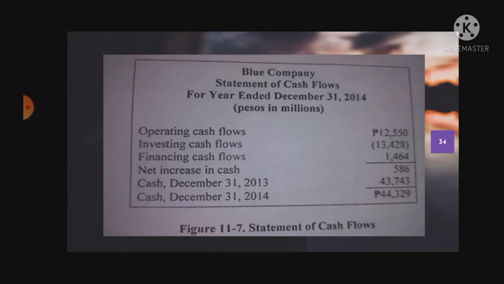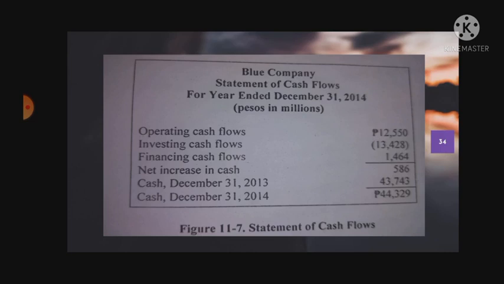Cash receipts from issuance of ordinary and preference shares, cash payments to acquire treasury shares, cash receipts from issuing debentures, loans, notes, bonds, mortgages, and other short or long-term borrowings, cash payments for amounts borrowed, and cash payments by a lessee for the reduction of the outstanding principal lease liability.